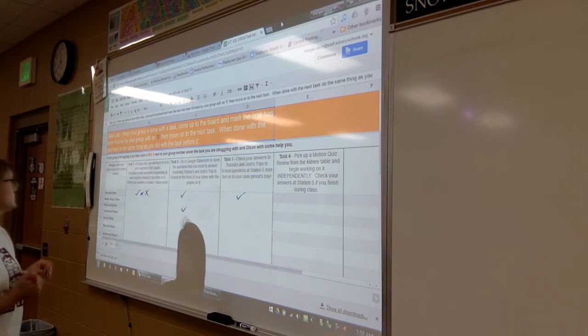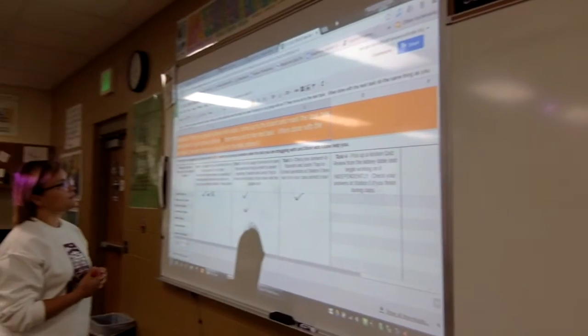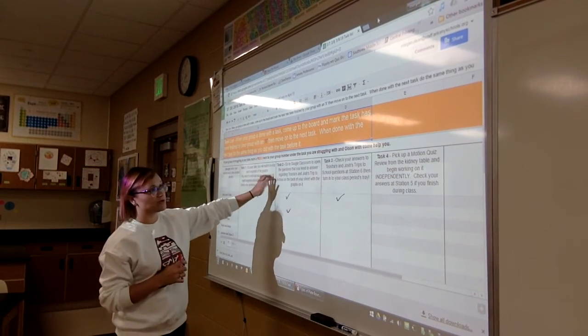So is this for a week, a day, a month? How long did that last? I ended up using this for a couple of days, and I've used a couple of different task lists throughout, especially throughout the motion unit.